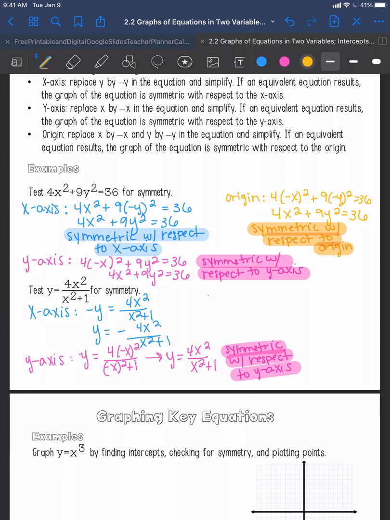And let's check for the origin. I'm negating both of them, so negative y equals 4 times negative x squared all over negative x squared plus 1. Well, we know that right-hand side becomes the original. So we have negative y equals 4x squared over x squared plus 1. And if we divide by negative 1, this is what we got the first time. So this graph is only symmetric with respect to the y-axis.